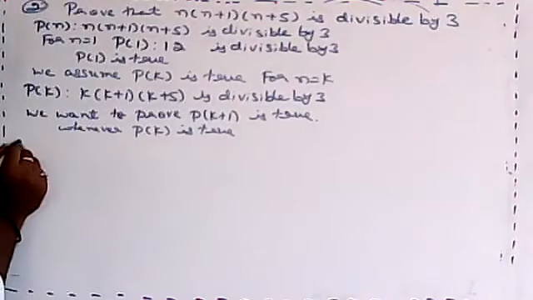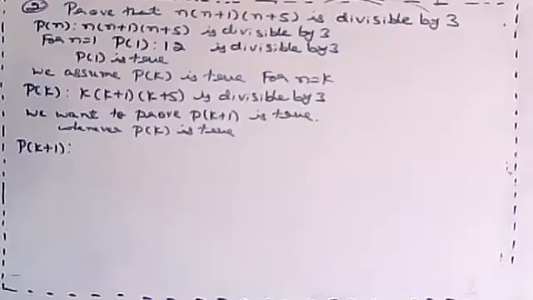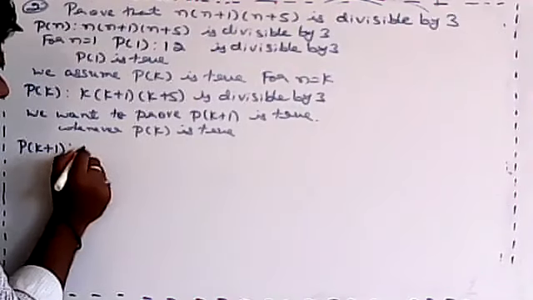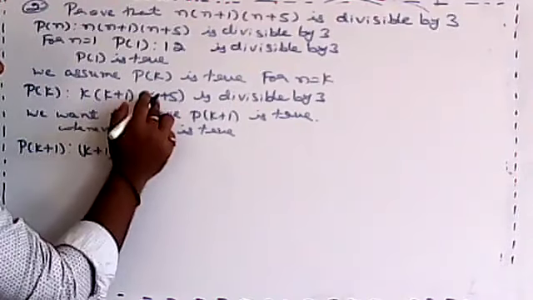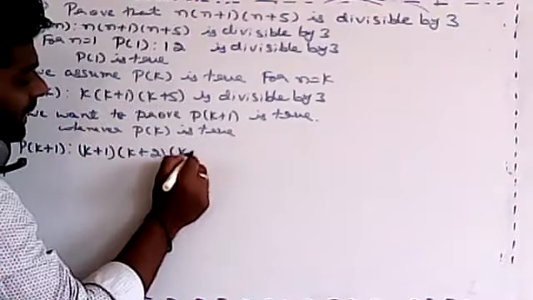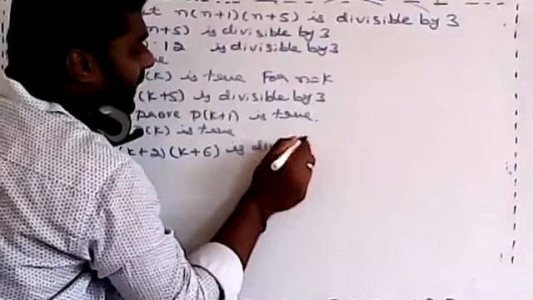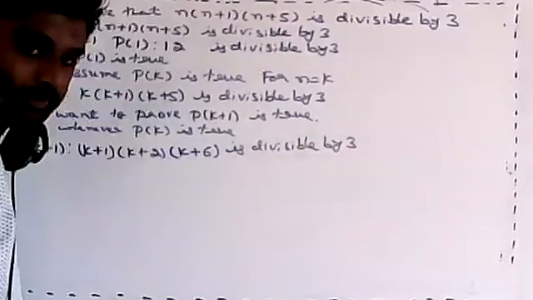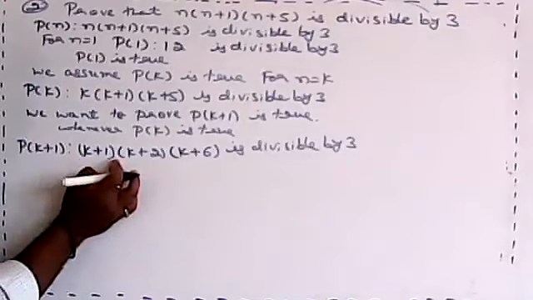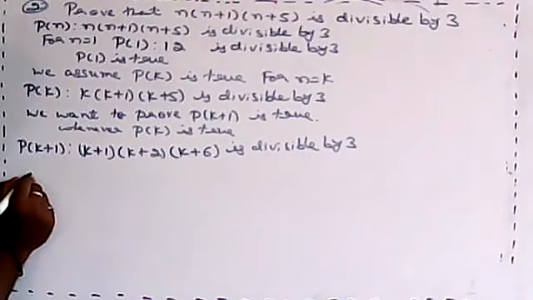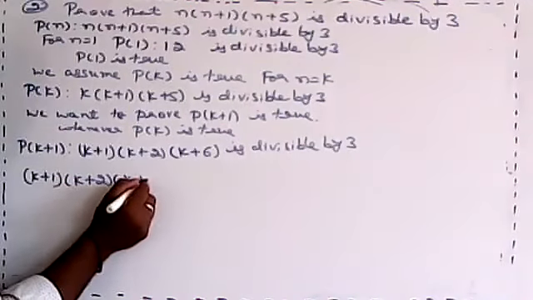Okay, now tell me what should be p of k plus 1? In the place of k, put k plus 1. Good. K plus 1 into, if you put here k plus 1, then k plus 2. If you put here k plus 1 plus 5, that is k plus 6. We have to prove that is divisible by 3. Correct or not? Okay. Now we move on to this one. Listen carefully to what I'm explaining here. See, I'm taking this term, k plus 1 into k plus 2 into k plus 6.